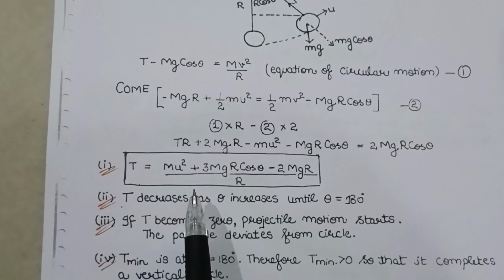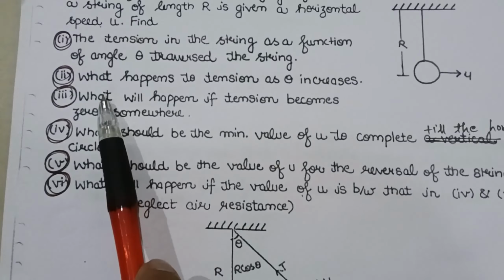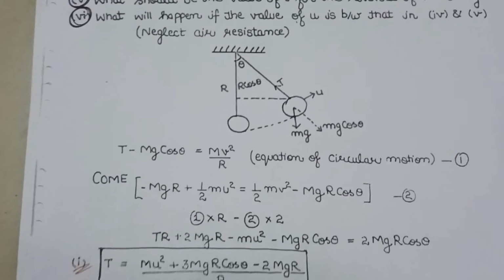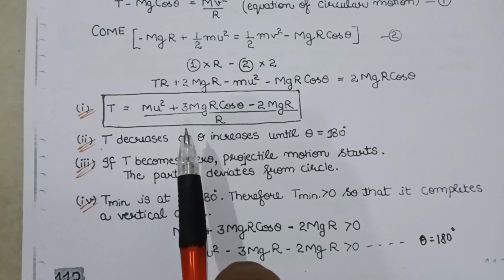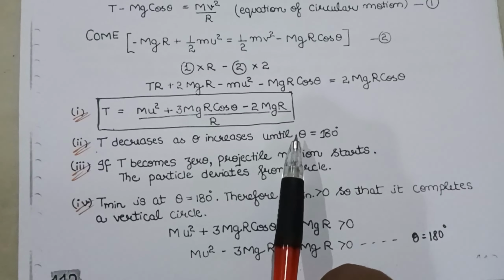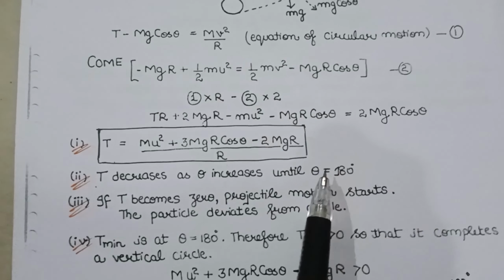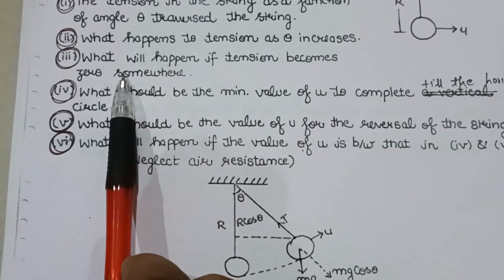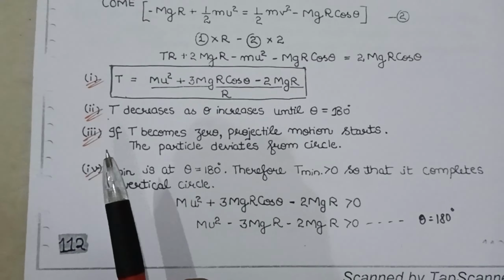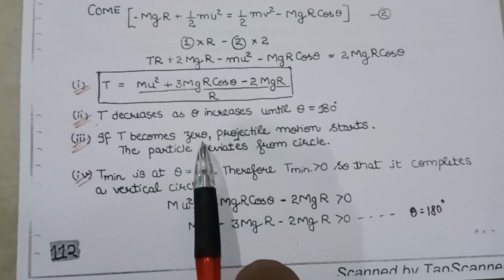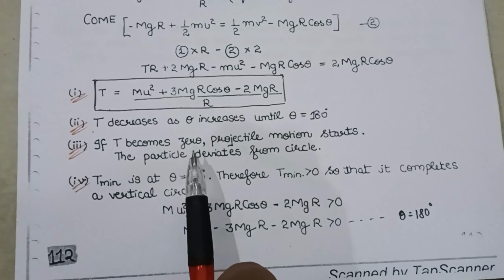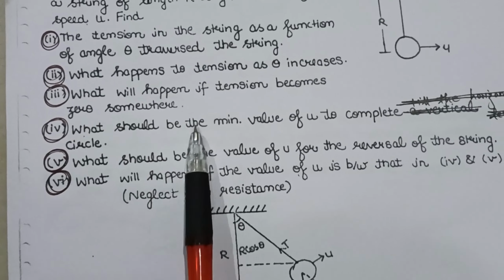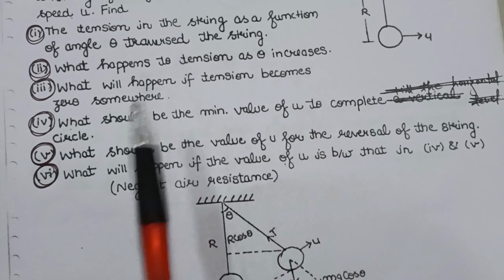Now let's look at the next question: what happens to the tension as theta increases? The answer is the tension decreases as theta increases until theta is equal to 180 degrees. The third question is what will happen if the tension becomes zero somewhere. The answer is if the tension becomes zero, projectile motion starts and the particle deviates from the circle. The fourth question is what should be the minimum value of u to complete a circle.